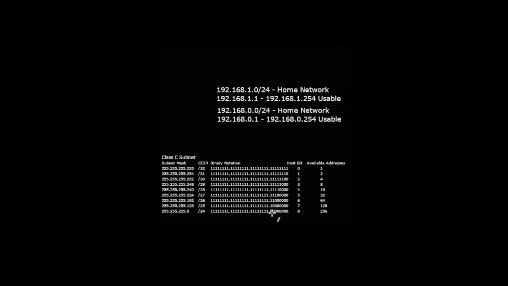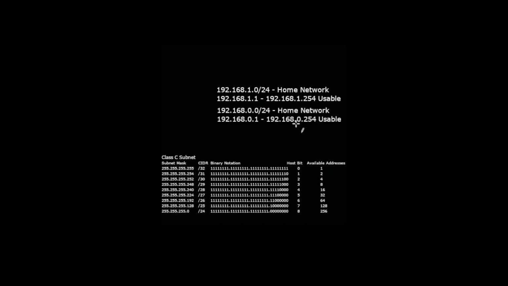So a bit can be 1, it can be 0, and you can take that and multiply each one by 2. So you would have 2 times 2 times 2 times 2 times 2, or 2 to the 8th power. You would get 256, which gives you 254 usable addresses.